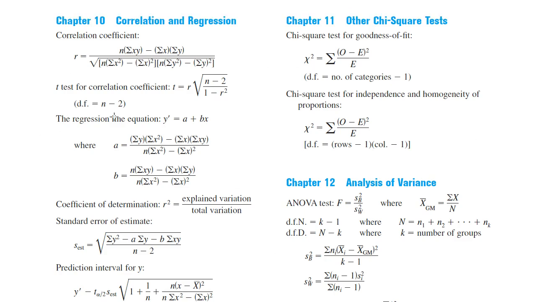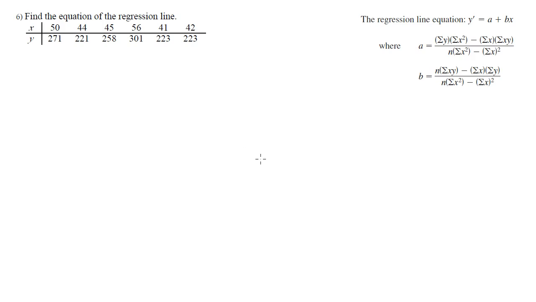Here, it says the regression line equation y prime equals a plus bx, right? Intercept and the slope. And they tell us how to find a, how to determine the intercept, and how to determine the slope. And that's what we need for the line, right? We just need the intercept and the slope. I copied that here so I don't have to go back and forth to get the formula.